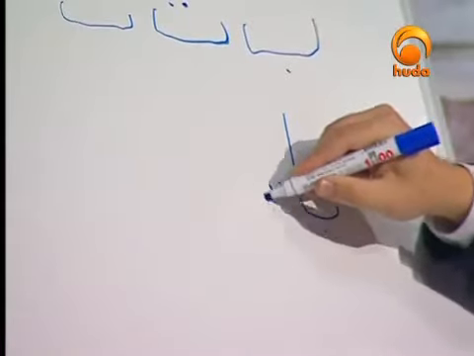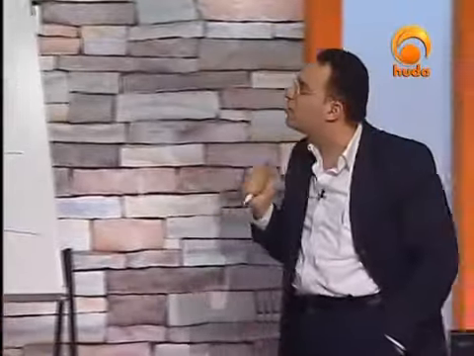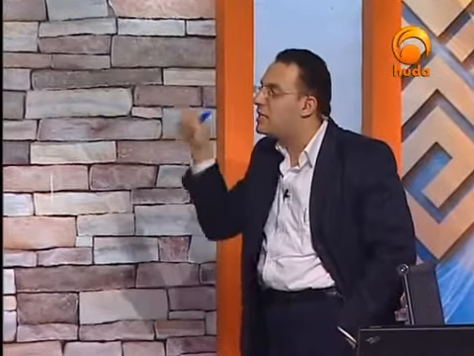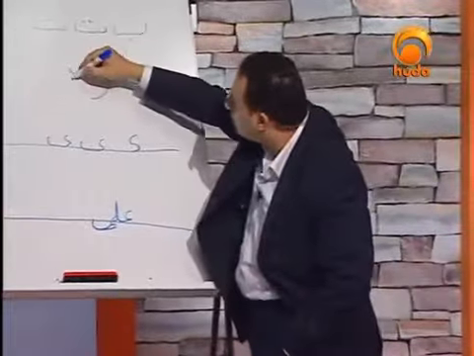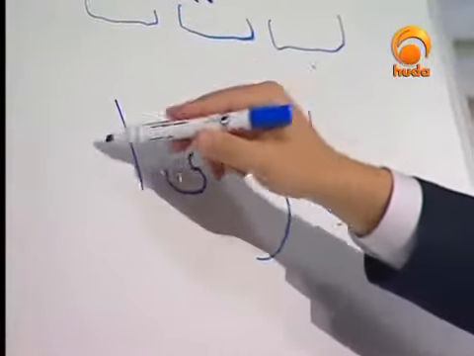So how many letters do we have here? We have 4. Well, ya is connected with alif, and sa is connected with ra. Right. So let me write that here: it's ya, alif, sa, and ra. Can you see that? Yes.